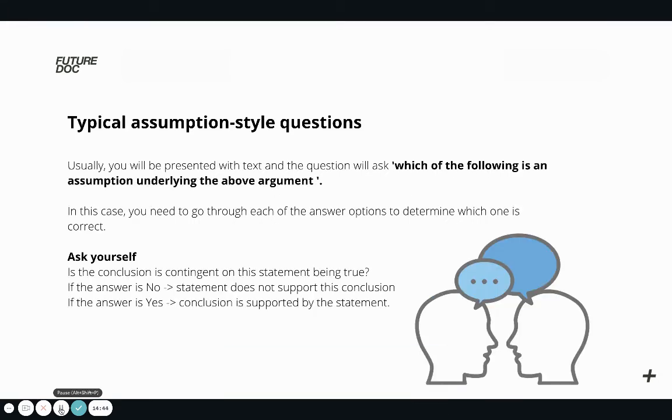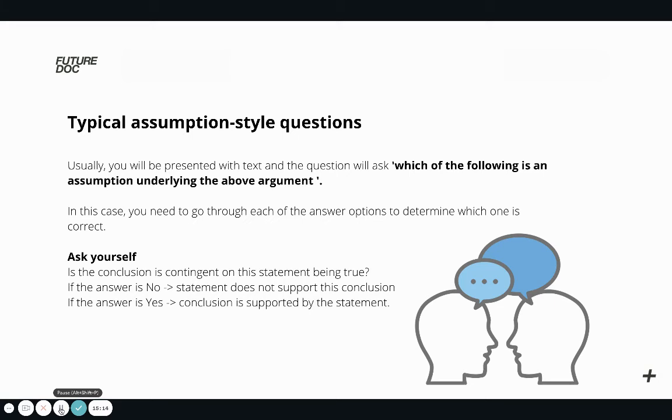Usually, you will be presented with text, and the question will ask, which of the following is an assumption underlying the above argument? In this case, you will need to go through each of the answer options to determine which one is correct. Ask yourself if the conclusion is contingent on the statement being true when examining each of the response possibilities. If you answered no, it signifies that the statement does not support this conclusion, and if the answer is yes, the conclusion is supported by the statement.